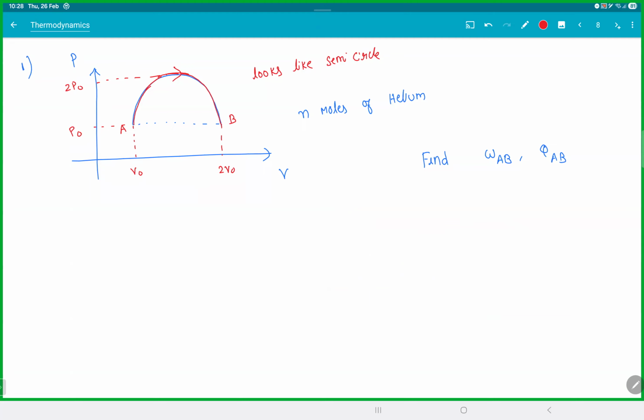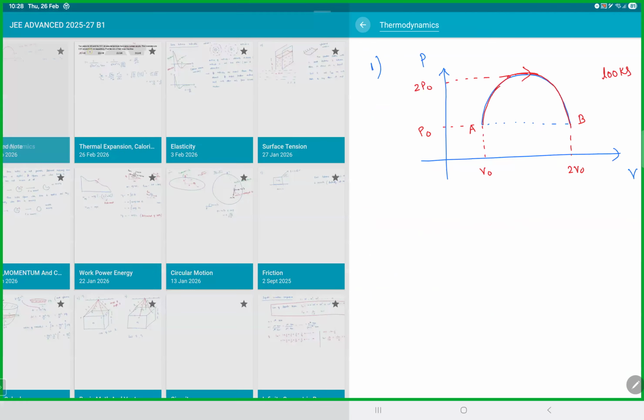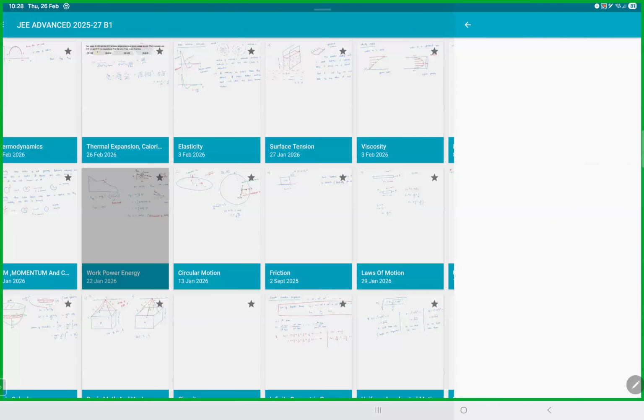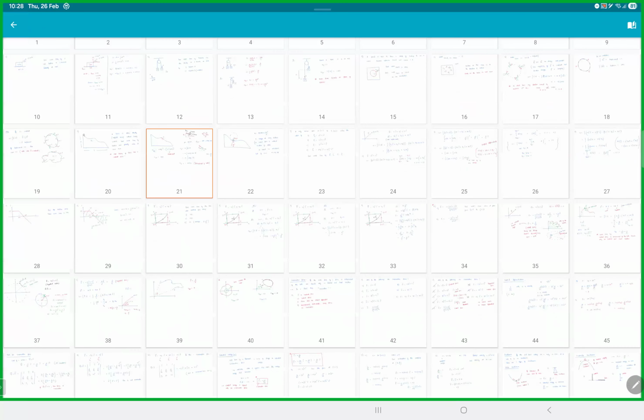So the formula you have to use is not pi r square. You have to use pi ab. Do you guys remember like that? I think we did something like that in work per energy. I don't remember we did.